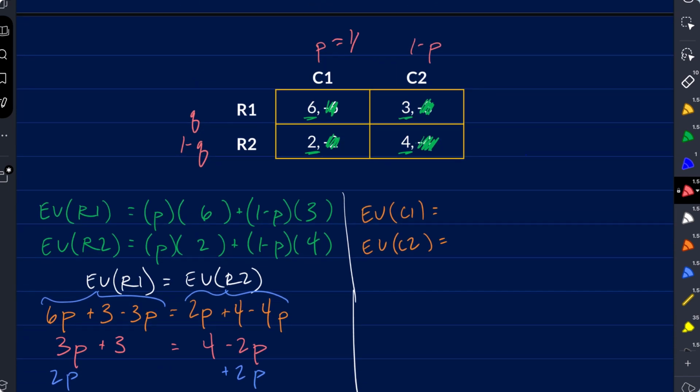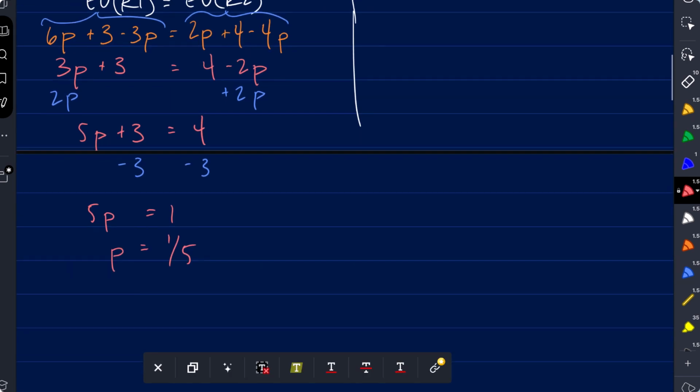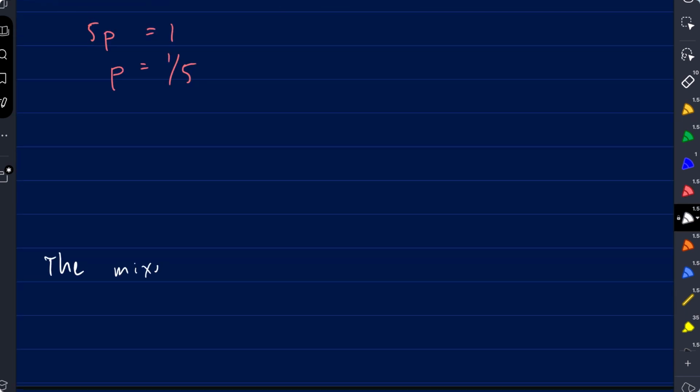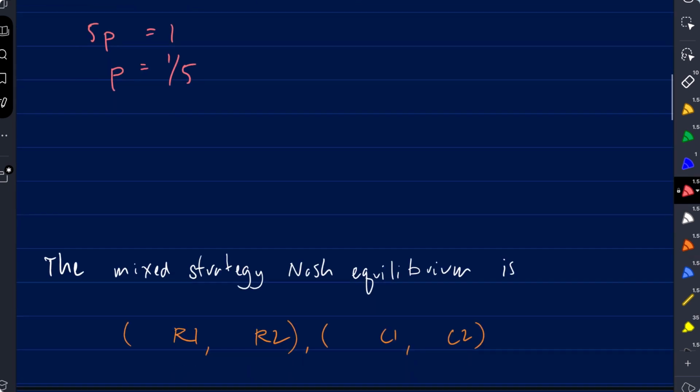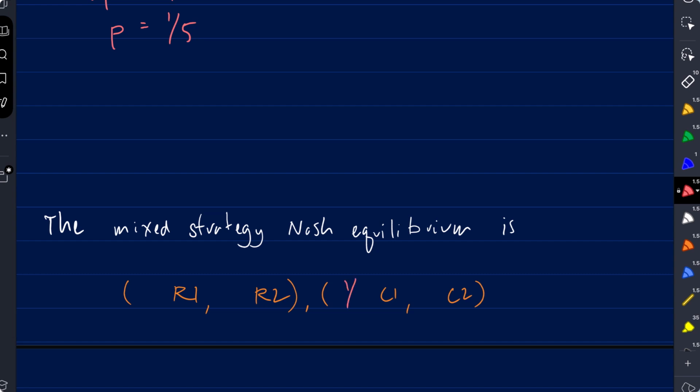Okay, so player 2 is going to want to play C1 1/5 of the time and C2 4/5 of the time. Okay, so C1, we want to play that 1/5 of the time, and C2 4/5 of the time.